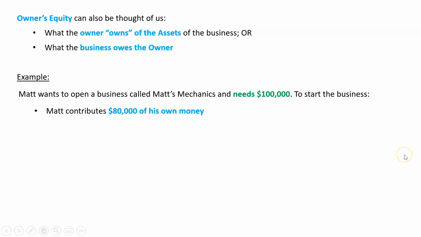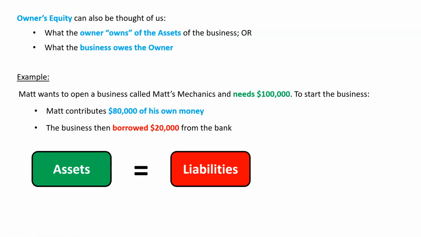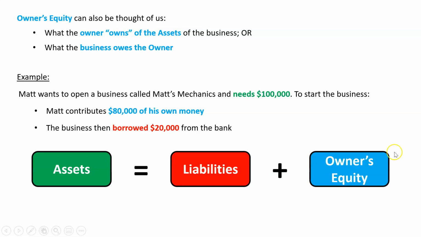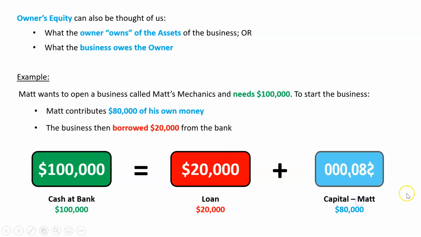He's going to give that to the business. And he's gone to the bank and borrowed $20,000 on behalf of the business. So now the business has its $100,000. So its assets must equal its liabilities plus its owner's equity. So the business now together has 100 grand. That's an asset. We're going to call that asset cash or cash at bank. However, it owes $20,000. That is a liability called loan. And so the residual interest in the assets of the business for Matt are the difference between those. So in this case, it's $80,000.